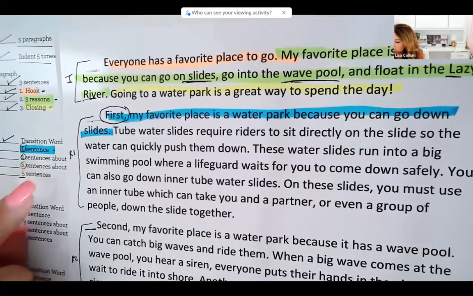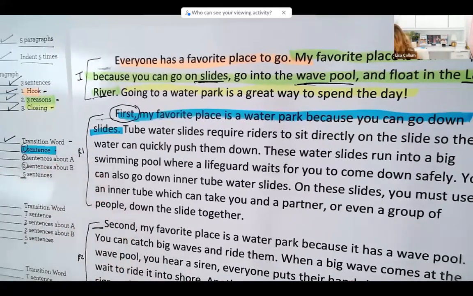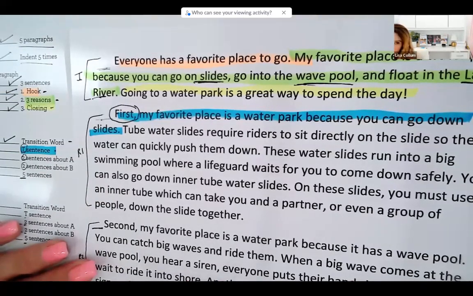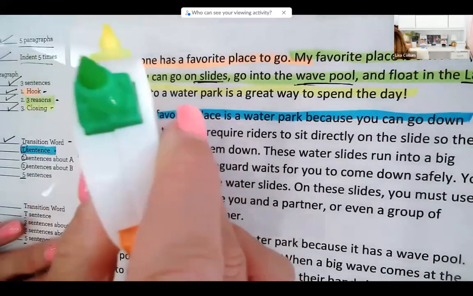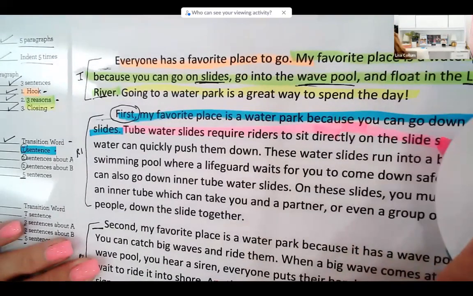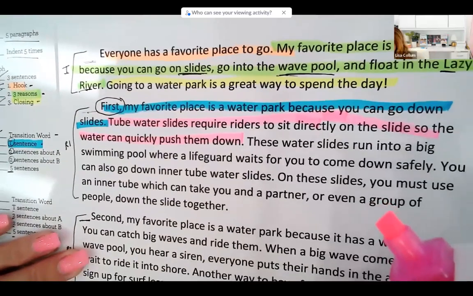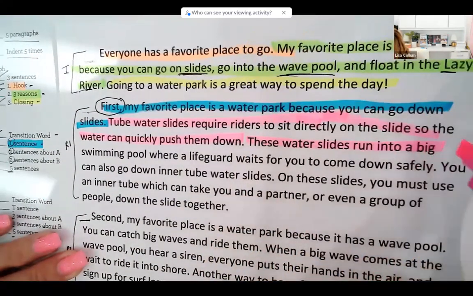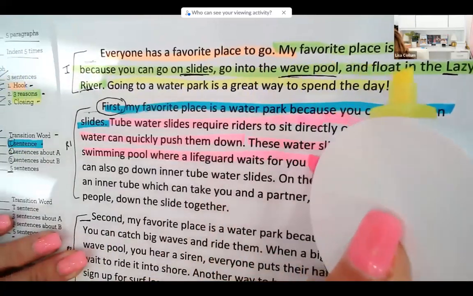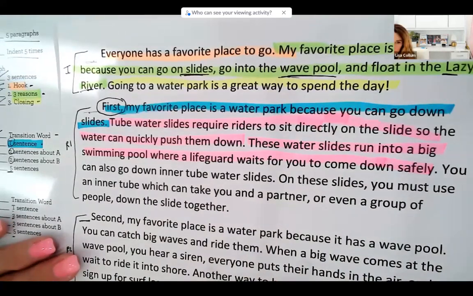Then I have to write 2 sentences about A. So my A is tube water slides. So I said tube water slides require riders to sit directly on the slide so the water can quickly push them down. That's 1. These water slides run into a big swimming pool where a lifeguard waits for you to come down safely. That's 2.